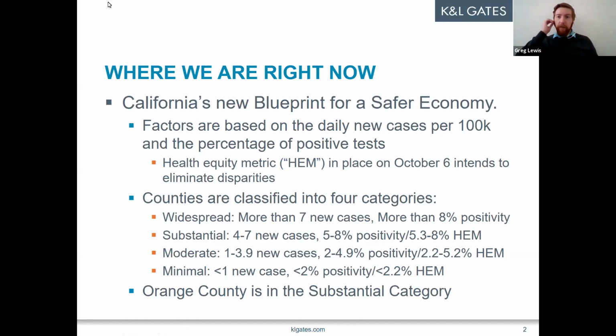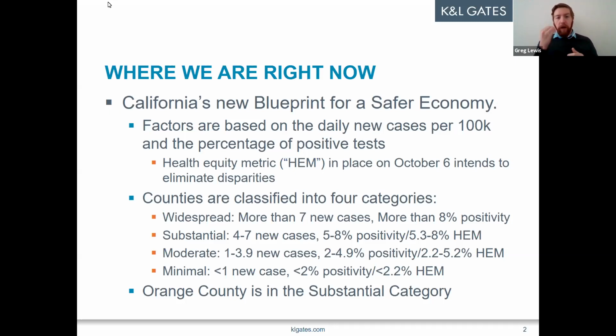Counties are now classified into 4 different ones. There's the widespread, substantial, moderate, and minimal. Widespread counties involve more than 7 new cases per 100,000 residents and a greater than 8% positivity rate. Substantial, you're looking at between 4 to 7 new cases per 100,000, 5 to 8% positivity, and 5.3 to 8% on that health equity metric.